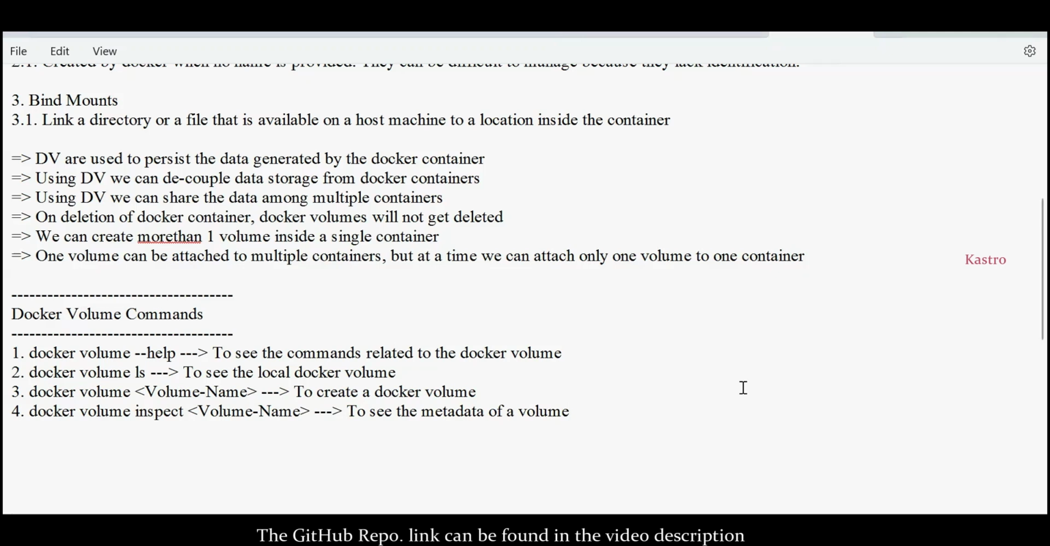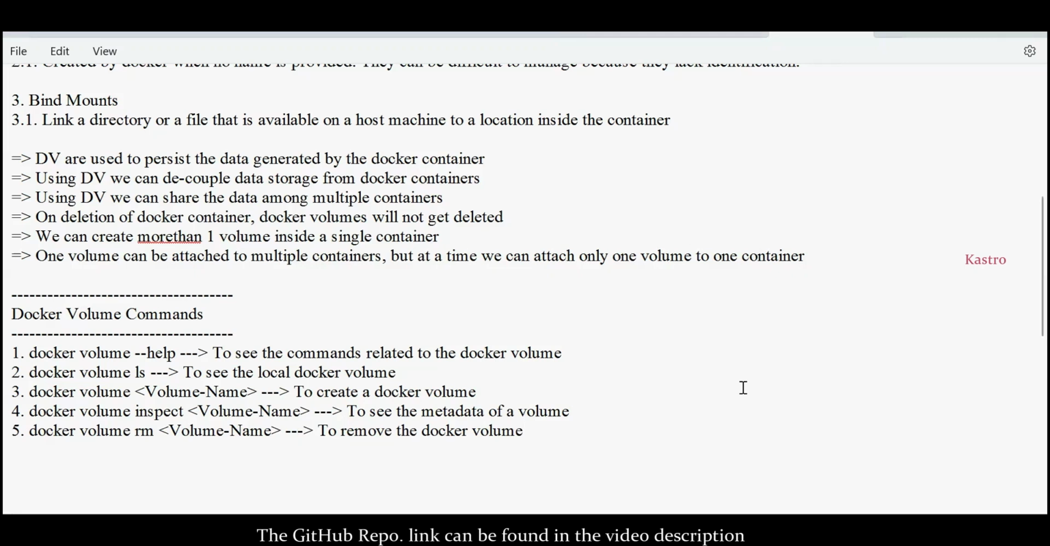That's the next command. Suppose I want to remove a Docker volume. If you want to remove a Docker volume, the command is docker volume rm followed by the volume name. Whatever volume you want to remove, that name you have to provide. So, to remove or delete the Docker volume.